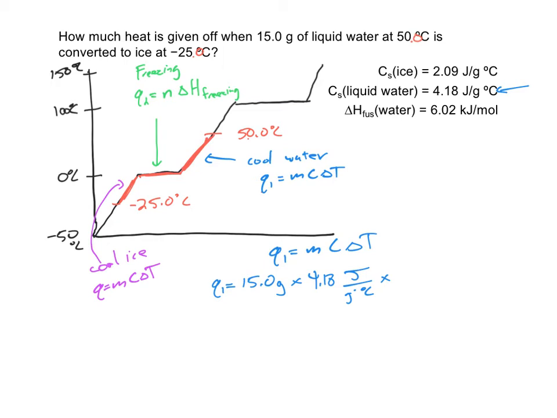Remember, it's always the final minus the initial. So I'm going from 50 to 0. So final is 0 minus 50. So my grams cancel, my degrees Celsius cancels, and so my units are going to be in joules, and it's going to be negative. And that makes sense. When I'm cooling it, it's giving off heat. So Q1 is going to be negative 3140 joules.